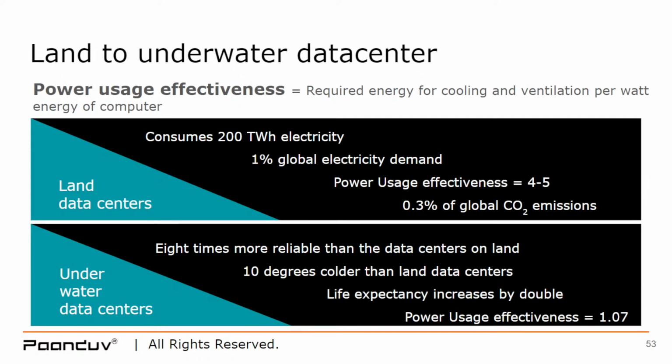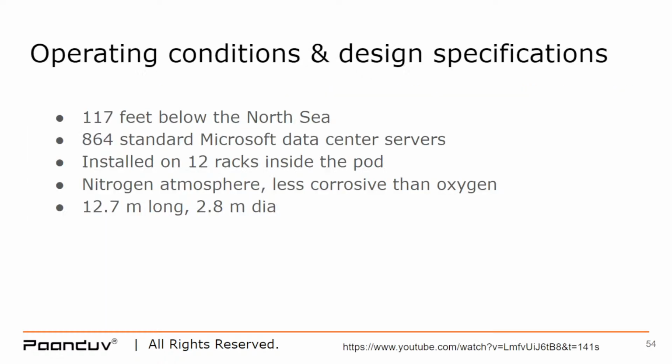If you think about underwater data centers, they are 8 times more reliable than the data centers on land. They are 10 degrees colder than the land data centers. Their life expectancy increases because they are better cooled, to double, and the power usage effectiveness is 1.07.